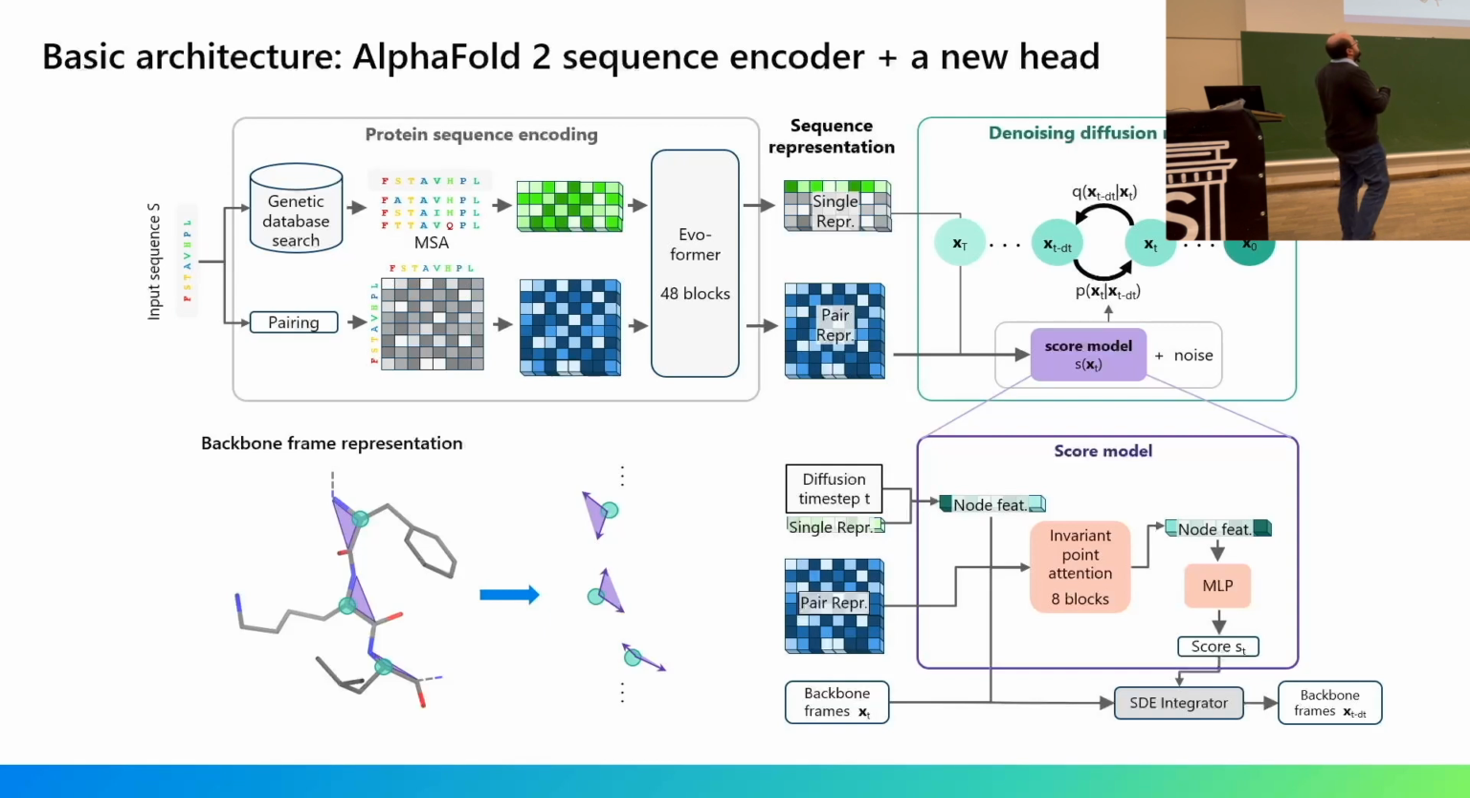And then we take this, we plug it into a score model together with the backbone frame information during training, and then we rely on invariant point attention, which essentially is a way to encode the C alpha positions and orientation frames in a way that's meaningful for machine learning systems.